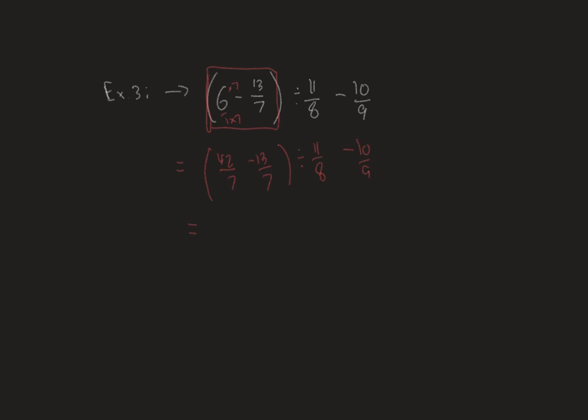So 42 minus 13. If you have trouble doing bigger numbers in your head, try breaking it down into pieces. So instead of doing 42 minus 13, do 42 minus 10, which is 32, and then do that 32 minus 3, which is 29. So I know it's going to be 29 over 7. That's just a little trick to deal with the bigger numbers. All right, and then you add divided by 11 over 8.